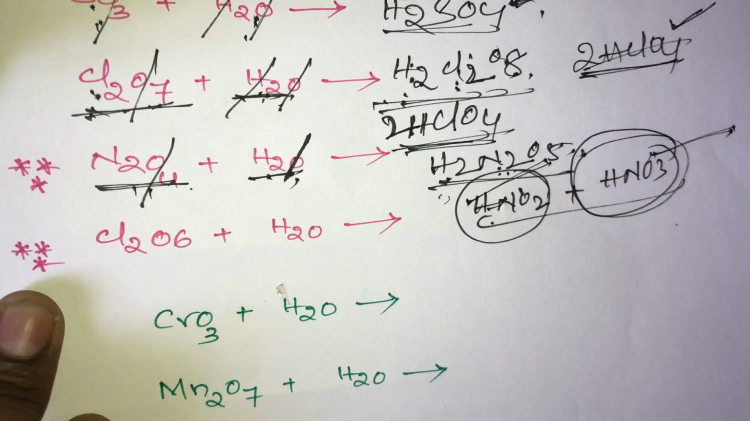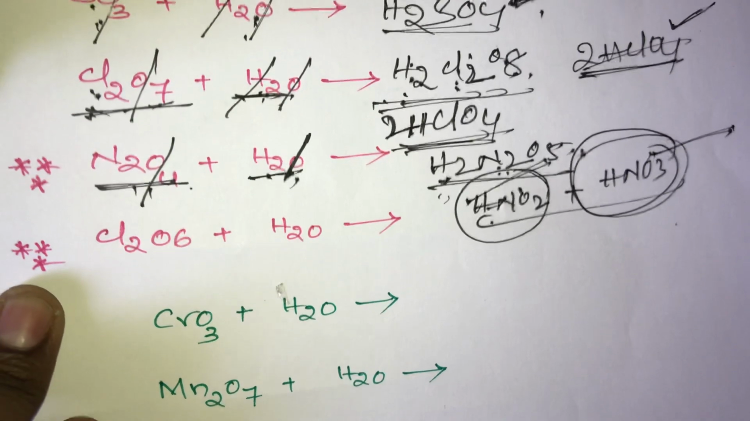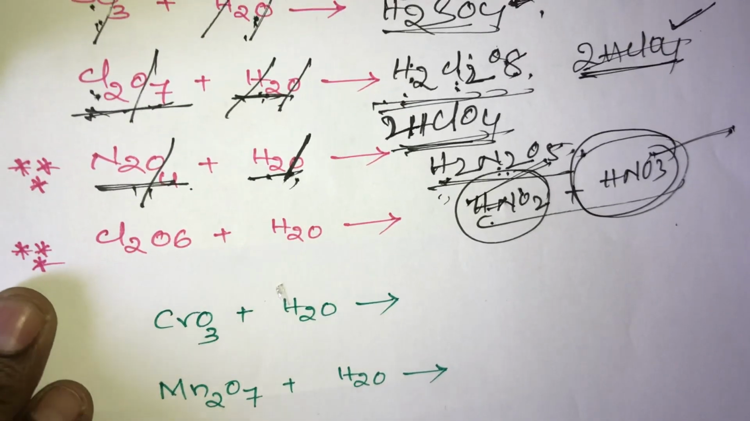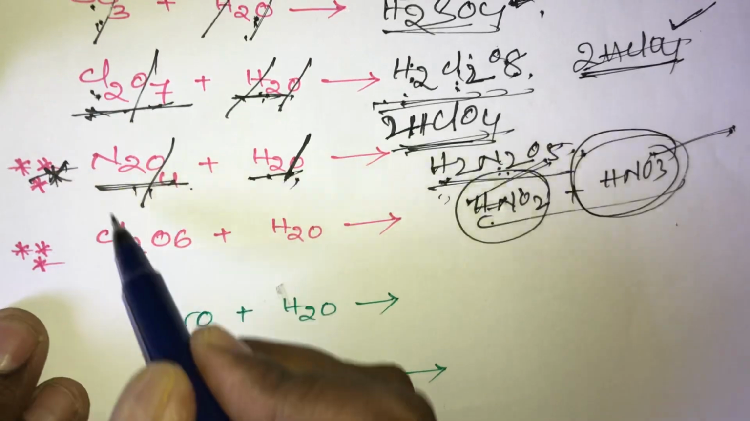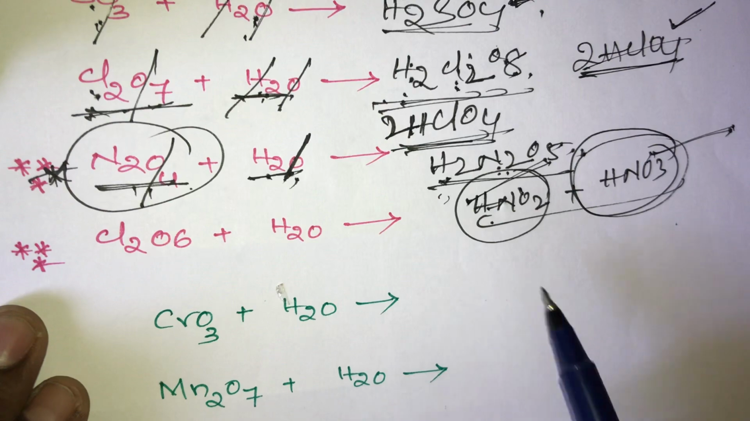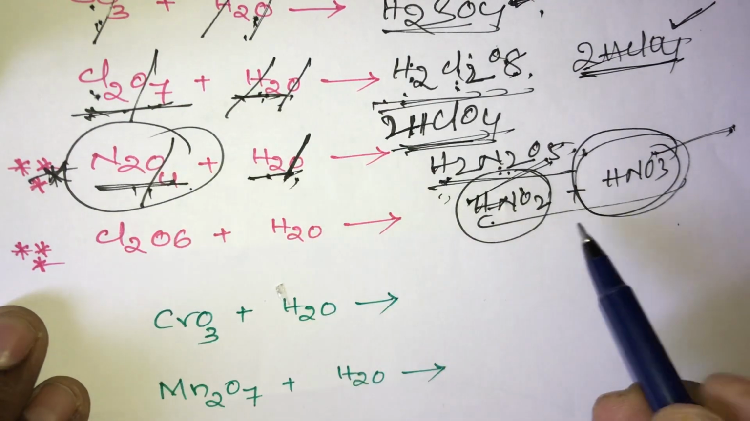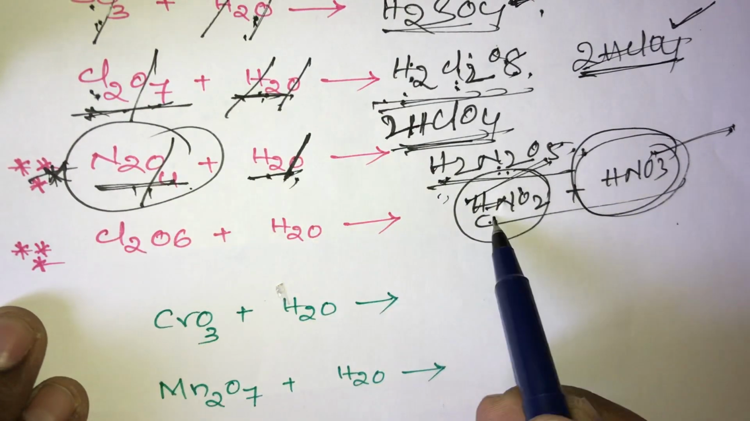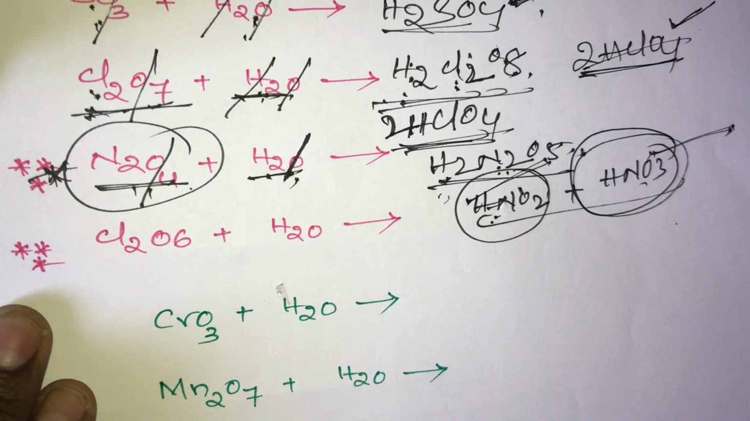These are the important non-metal oxides. N2O4 is very important, students. N2O4 is the mixed anhydride. N2O4 is the anhydride of HNO2 and HNO3. It is very important, students.